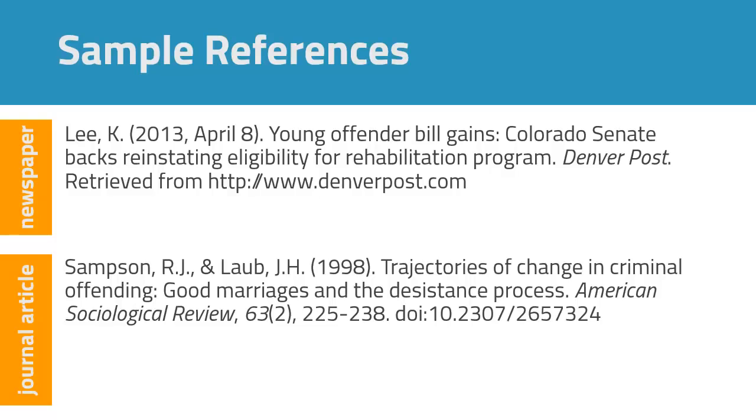First, for a newspaper article, you include the date of publication in addition to the year. That's in part because newspapers don't typically have volume or issue numbers. And instead of the DOI, you include retrieved from and the URL for the newspaper's homepage. If you use a digital copy of the article, you should link to the newspaper's homepage even if you found the article in a library database.